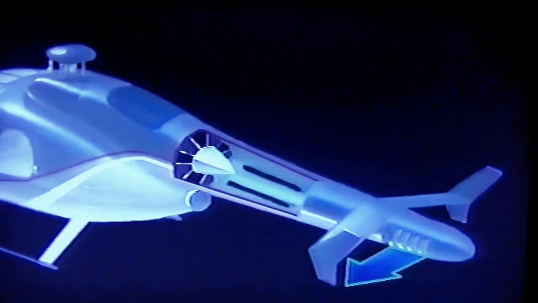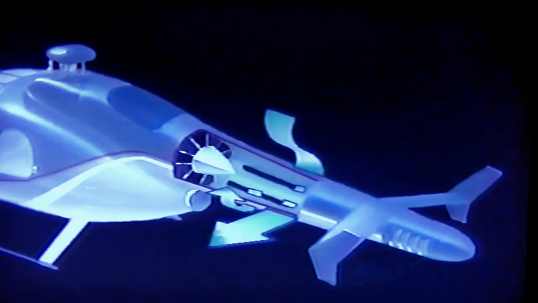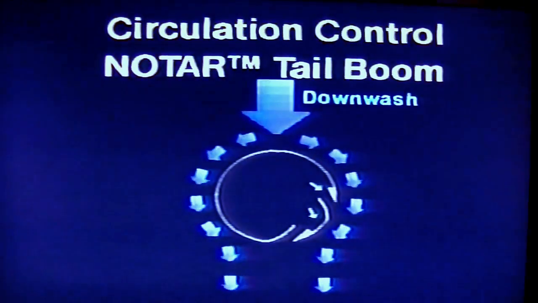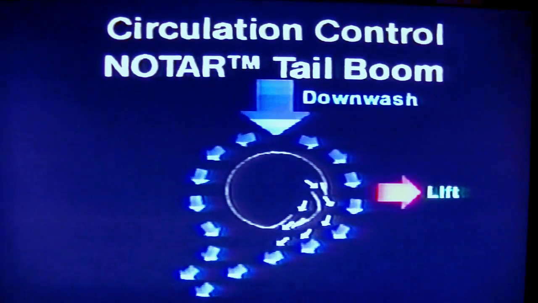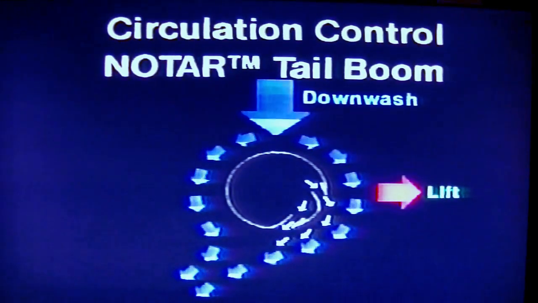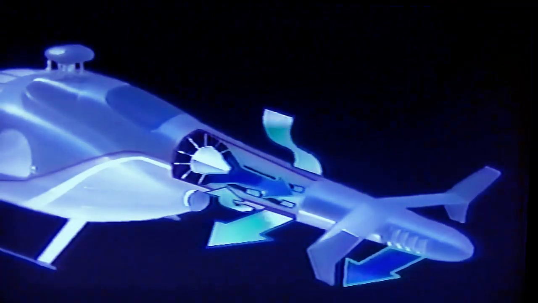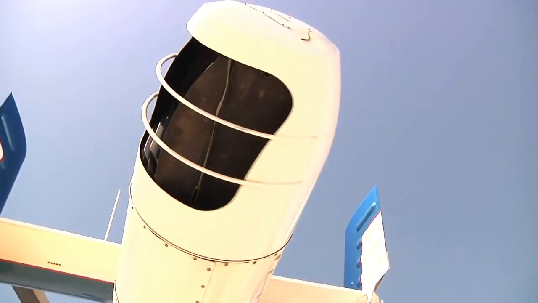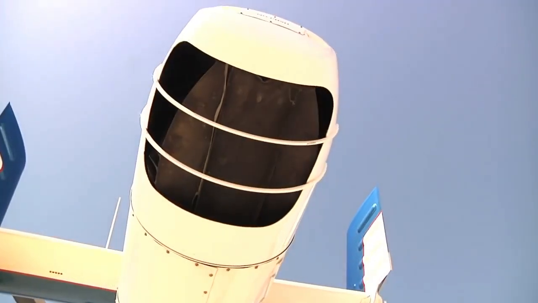The air coming out of the slots on the right side of the boom causes a higher velocity, and therefore lower pressure, on that side of the boom. The higher pressure on the left side of the boom creates the primary force that counteracts the torque of the main rotor. The remainder of the air travels back to a controllable rotating nozzle in the helicopter's tail.